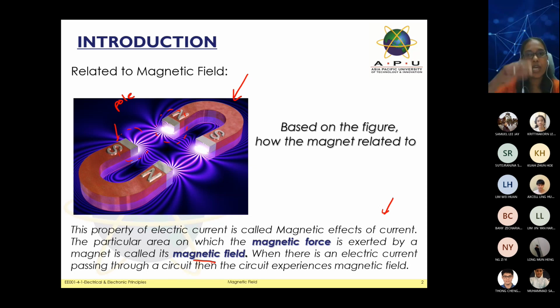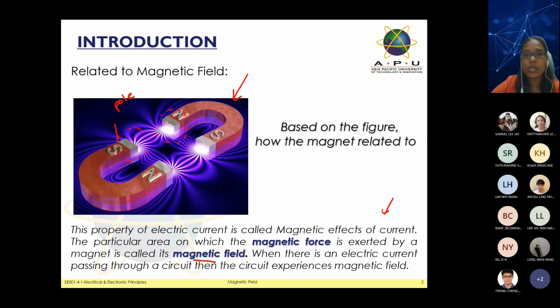So you have what we call electrical currents, which gives the magnetic field of the current. Take note, the magnetic field is based on the properties of the electrical current, which we call the magnetic effects of the current.